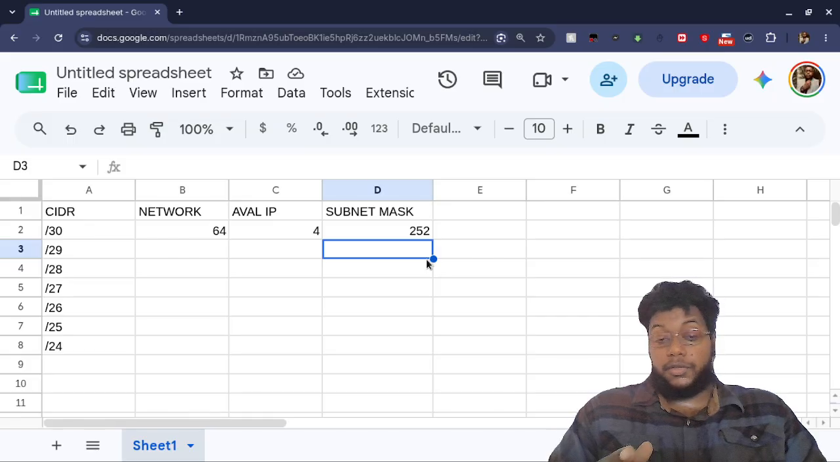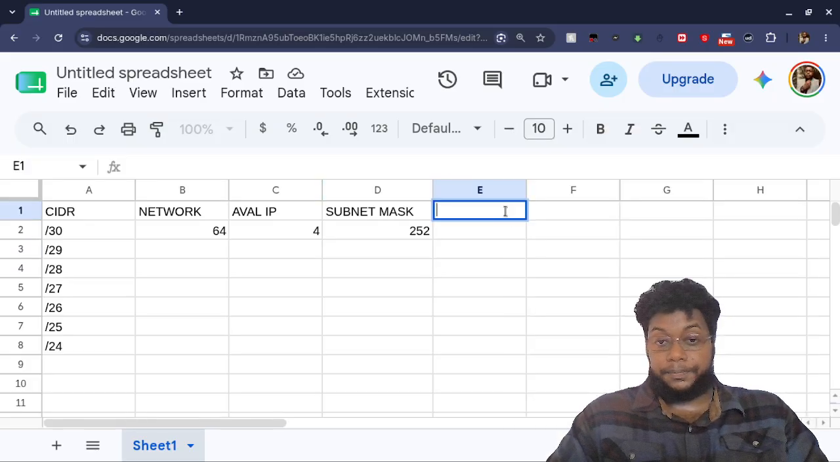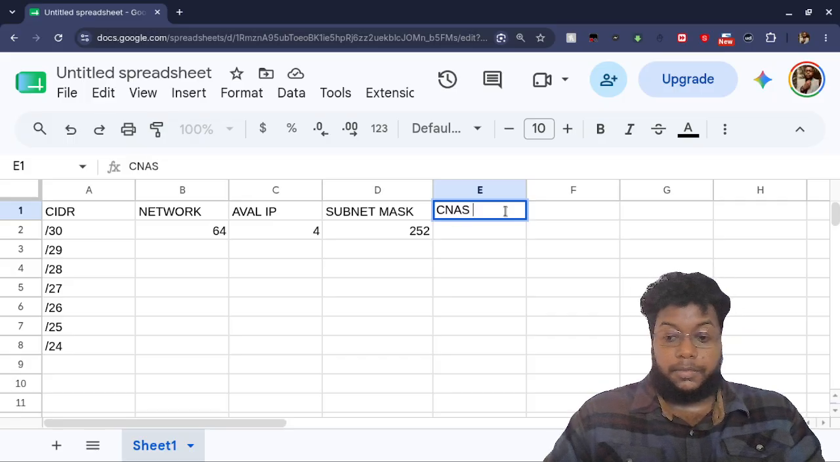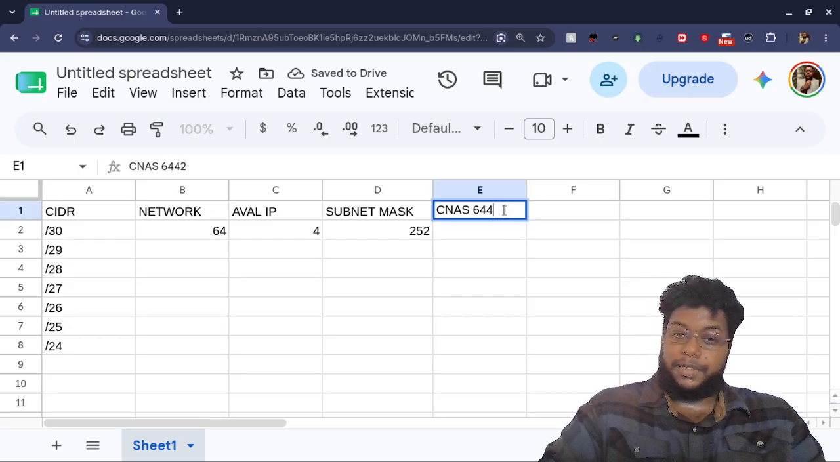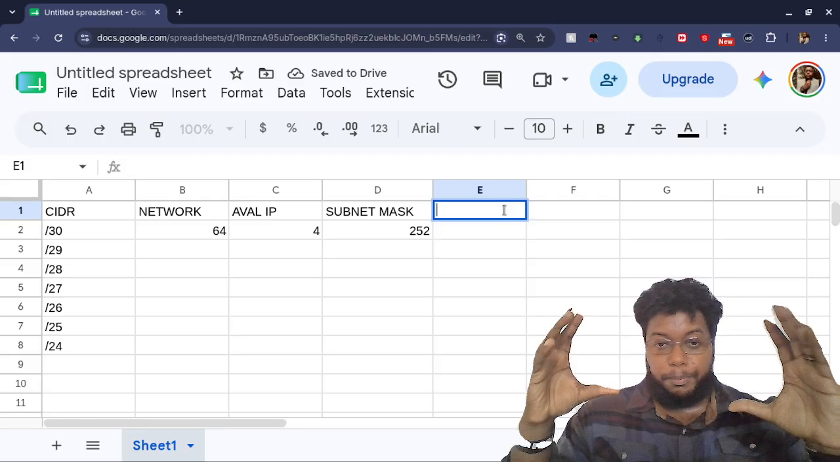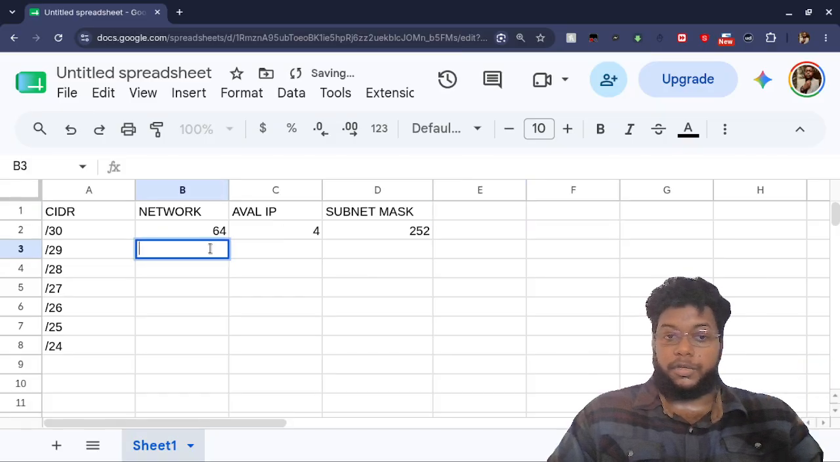So what you're doing is you're just running on the X and Y axis. All you have to do is remember CNAS, right? 64, 4, 252. That's all you gotta remember. See what I'm saying? It's a pretty quick acronym to build out this entire table. Right? Let's start with the networking portion.